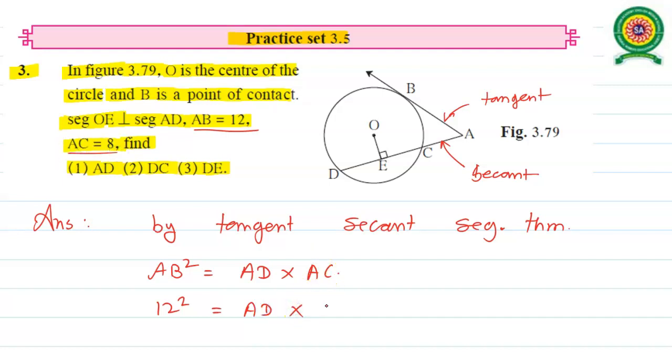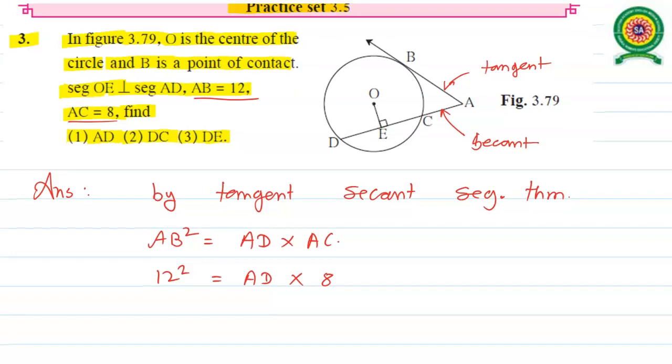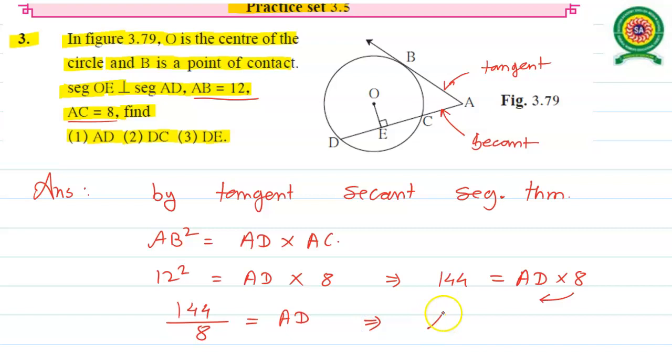AC is given, that is 8. So 12 square, we have 144, that is equal to AD into 8. Once we shift the AD from RHS to LHS, we get 144 divided by 8 equals AD. So the value of AD, 144 divided by 8, is 18 units.